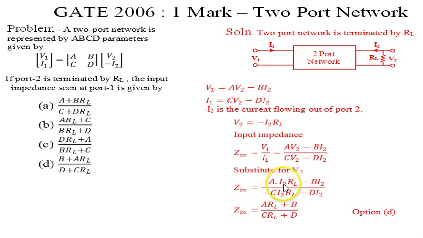Then, cancelling -I2, you get an equation of this kind: Zin = (A RL + B) divided by (C RL + D). So this is the input impedance for this two-port network when it is terminated by the load RL, and this corresponds to option D. You can observe here that this corresponds to option D. So option D is the right choice for this problem. Okay, thank you.